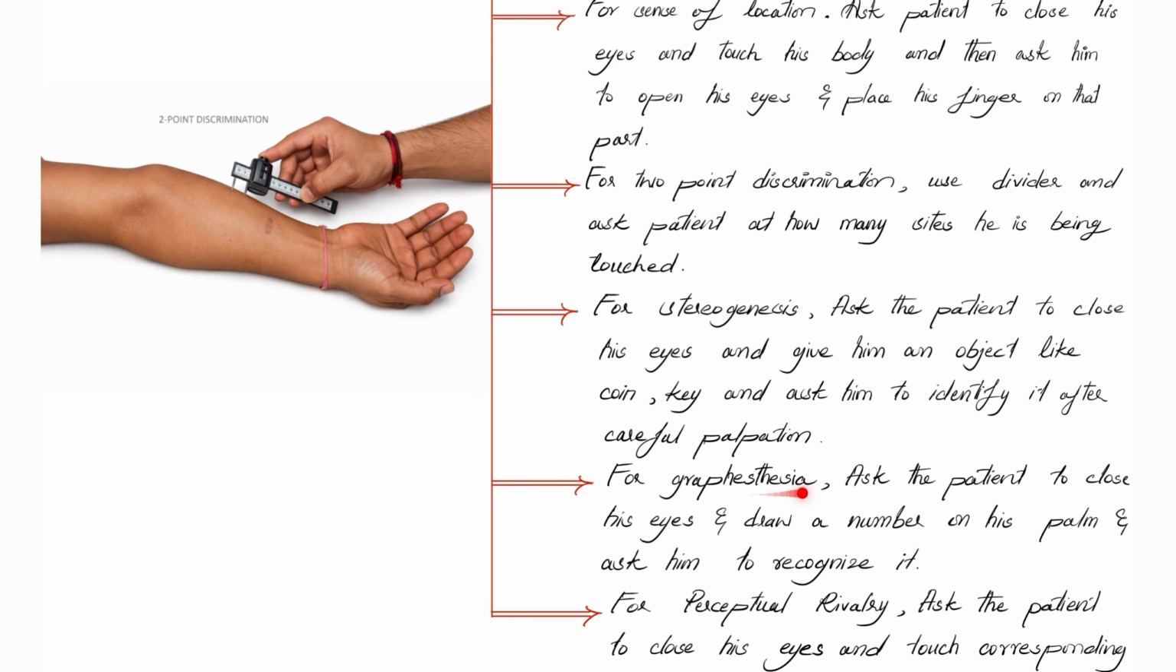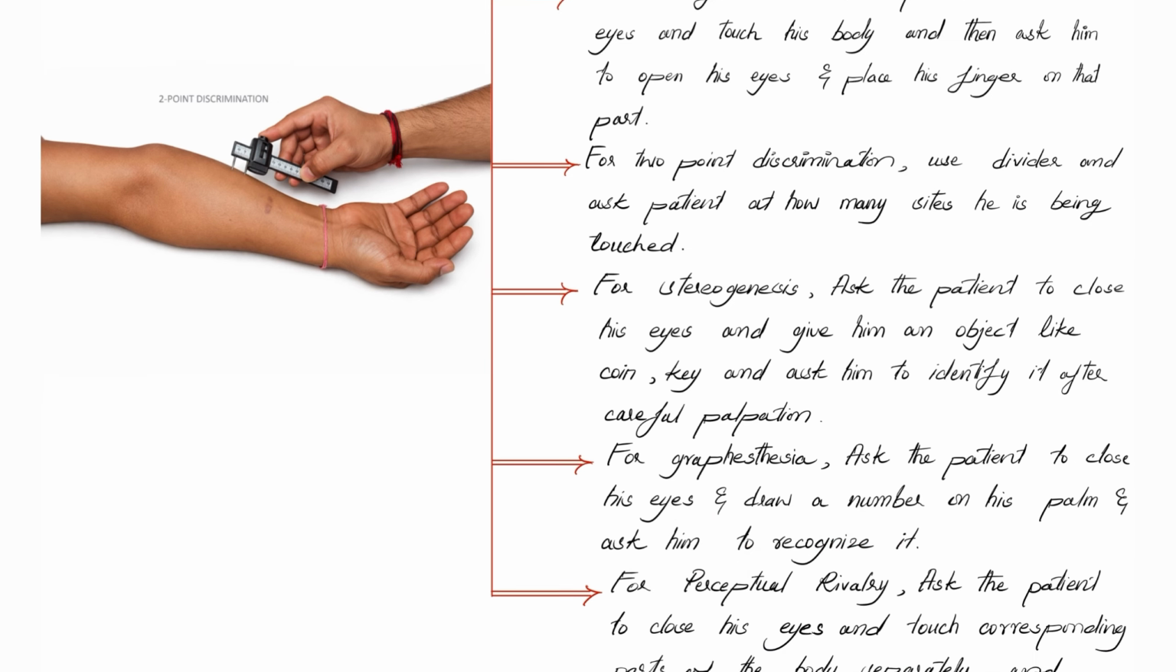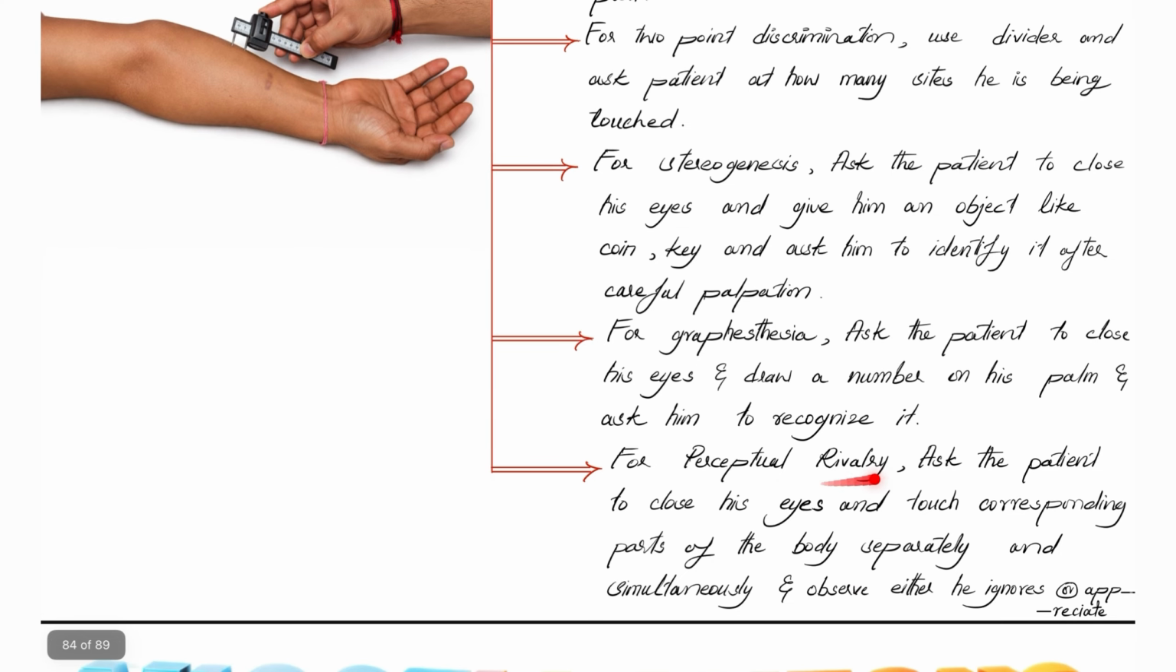For graphesthesia, ask the patient to close his eyes, draw a number on the patient's palm, and ask him to recognize it. For perceptual rivalry, ask the patient to close his eyes and touch corresponding parts of the body separately and simultaneously, and observe whether he ignores it or appreciates it.